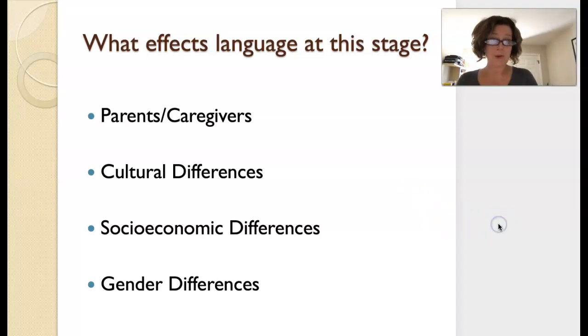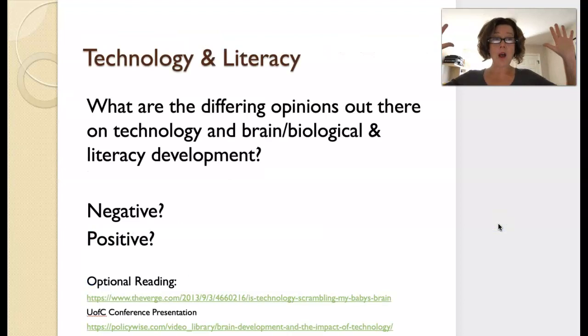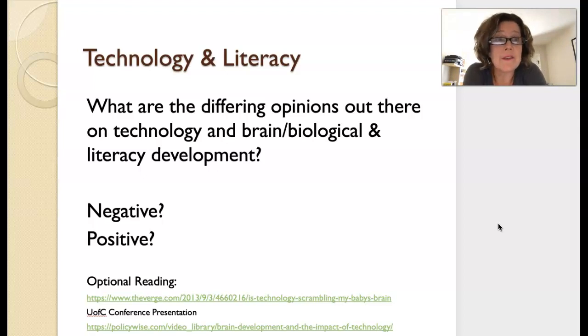Now, the 21st century effect: technology and literacy. We've never had to deal with this before. Oh boy. What are the differing opinions out there on technology and brain, biological, and literacy development? It's a crazy thing out there. There are lots of studies, but we won't really find out about technology and literacy development for another 15, 20 years, till we see these children who are digital natives grow up and hit high school and university.